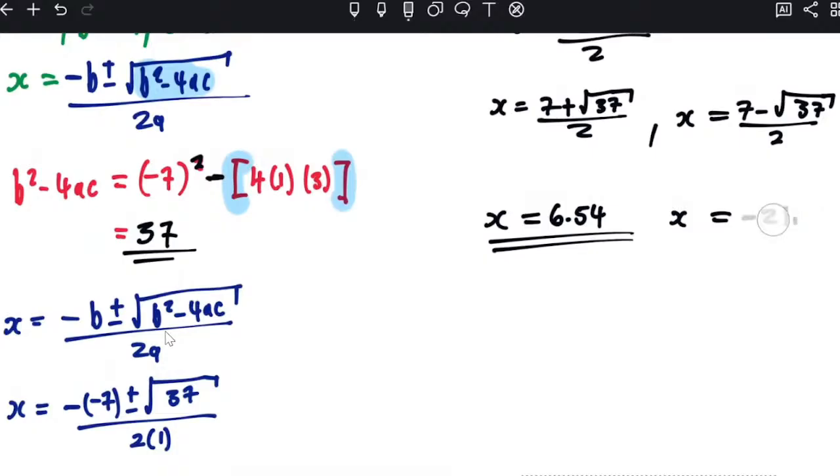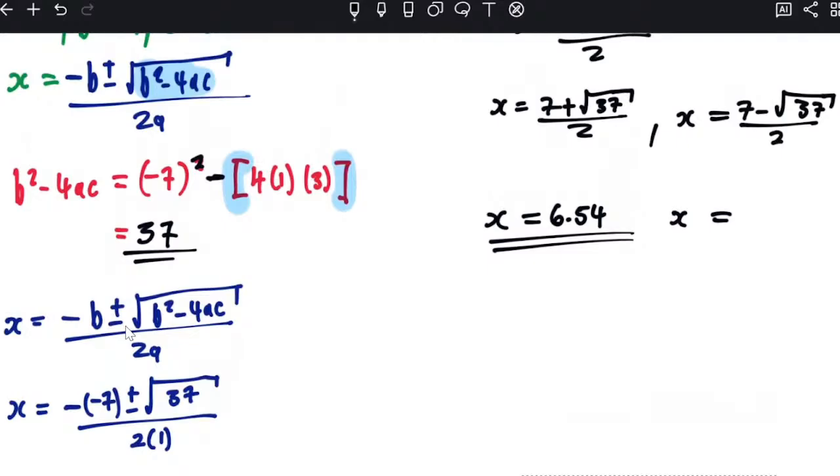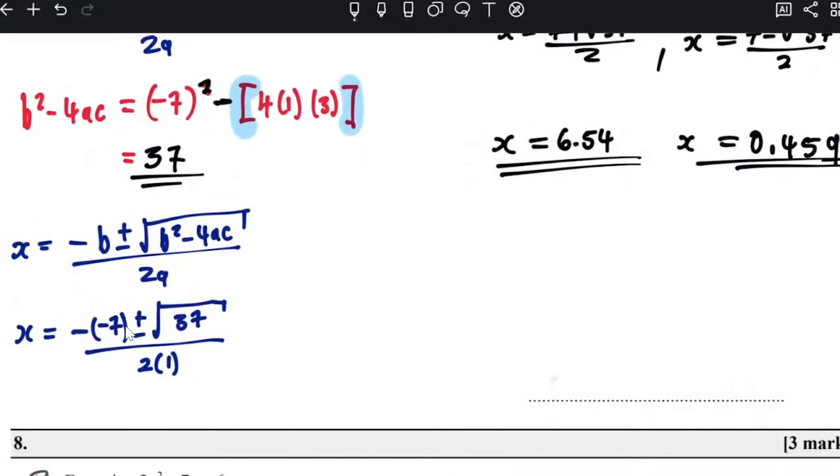Okay. Negative 21.3. Wow, your answers are so different. Let me try to see. Let me check. Let me work with you. Let's work together. Yes. No, it should be 0 point, okay? It should be 0.459. Which is 0.459. So you got x equal to 6.54 or x equal to 0.459. Okay?